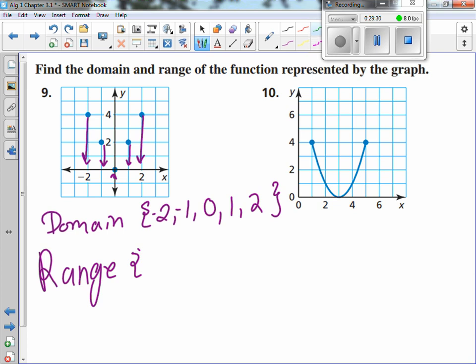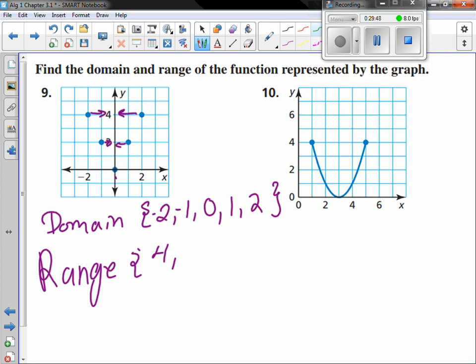Now, how about the range? We're looking at the y values. So we wouldn't look at them this way. We'd look going this way. What's the range value for this first one? How about the next one? And then what's next? Do we have it listed? How about the next one?